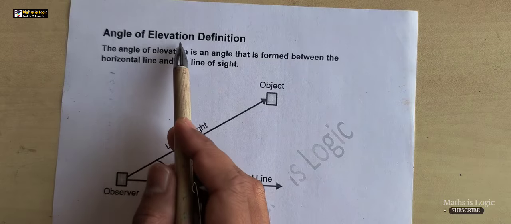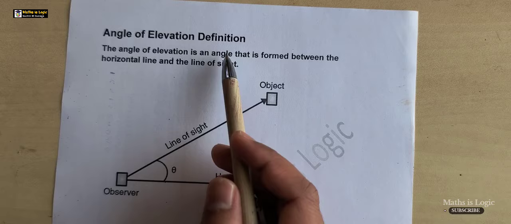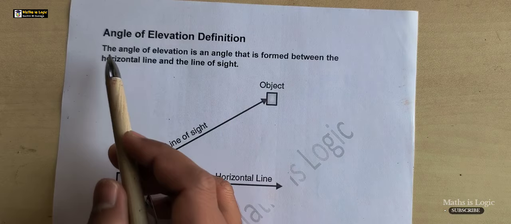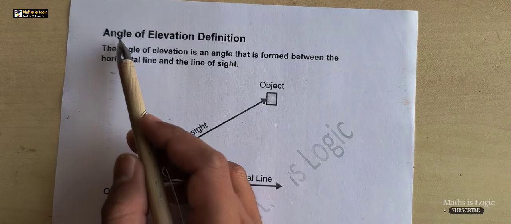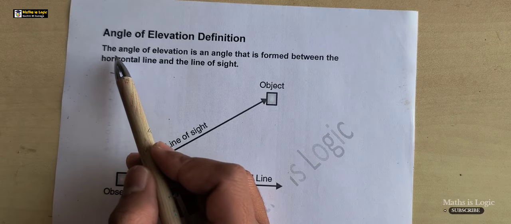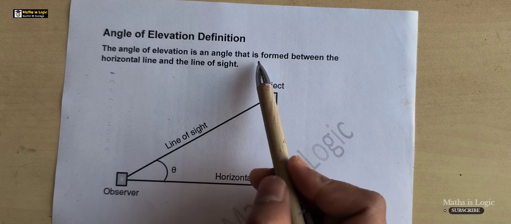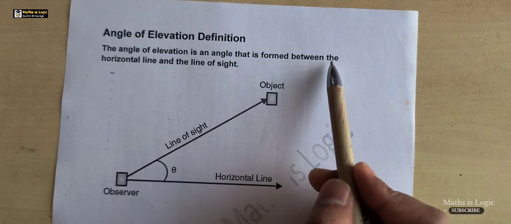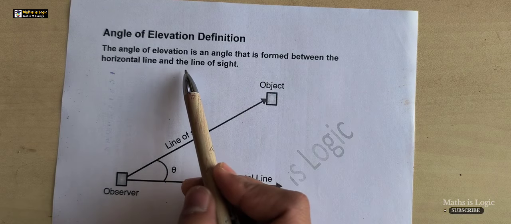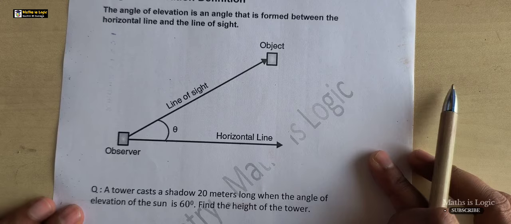Next, angle of elevation definition. So this part comes in height and distance in trigonometry. So first, remember the definition of angle of elevation. See, angle of elevation means the angle that is formed between the horizontal line and the line of sight. So here it is.